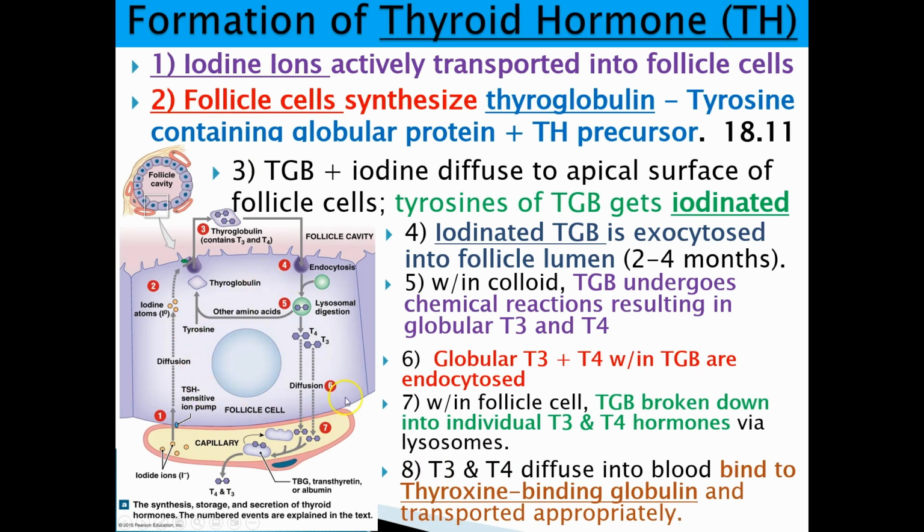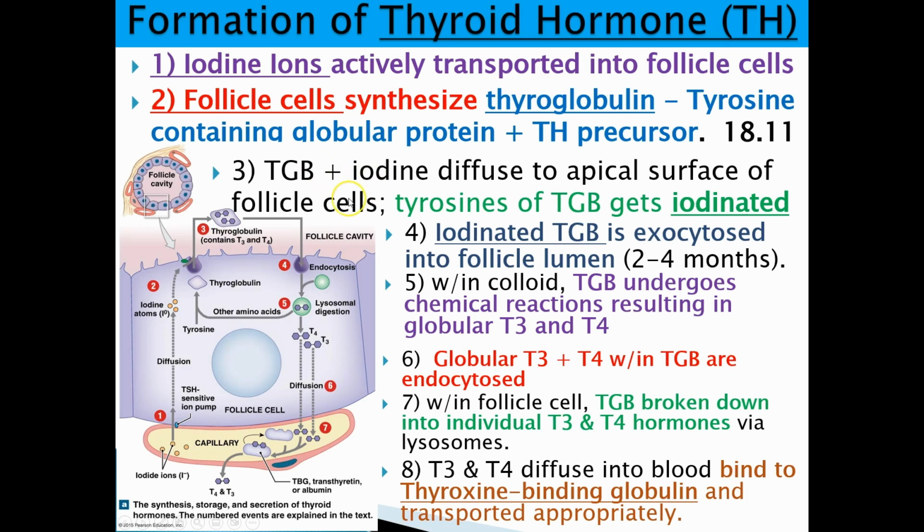I don't like how they broke them down. I like to break down the steps into a little bit more sub-steps or individual steps. So really what happens is TSH, technically, if you wanted to add a step, thyroid stimulating hormone binds to the receptor. That causes iodine absorption. So step 1 is iodine ions that are absorbed. Step 2, follicle cells synthesize thyroid globulin or TGB.